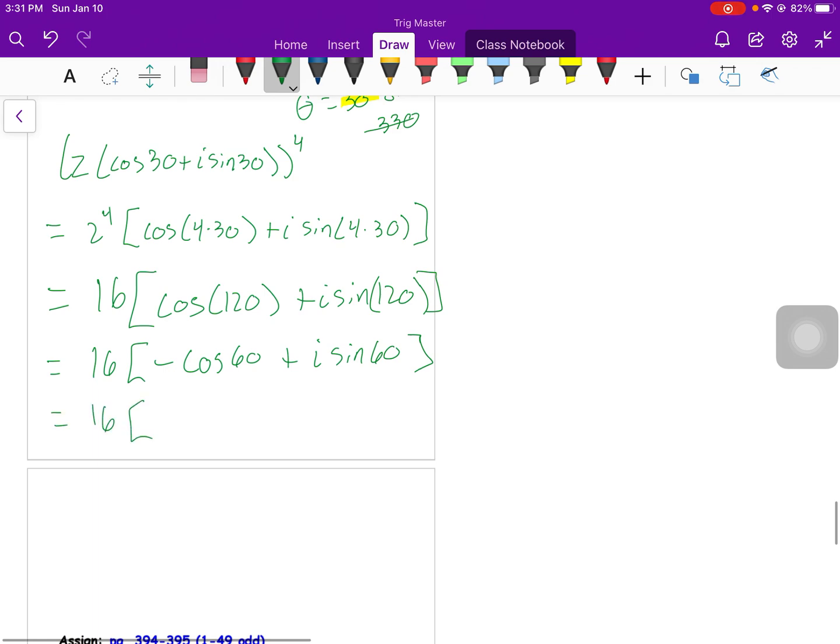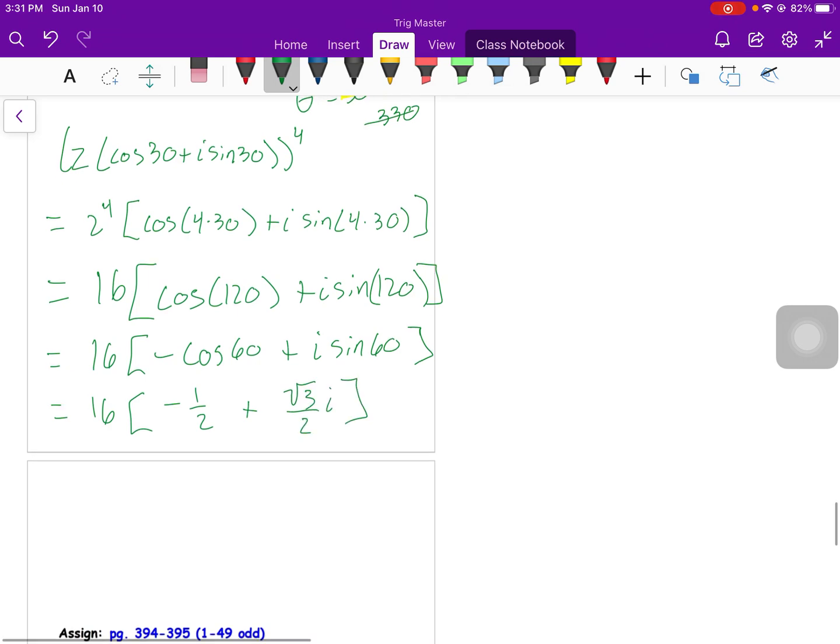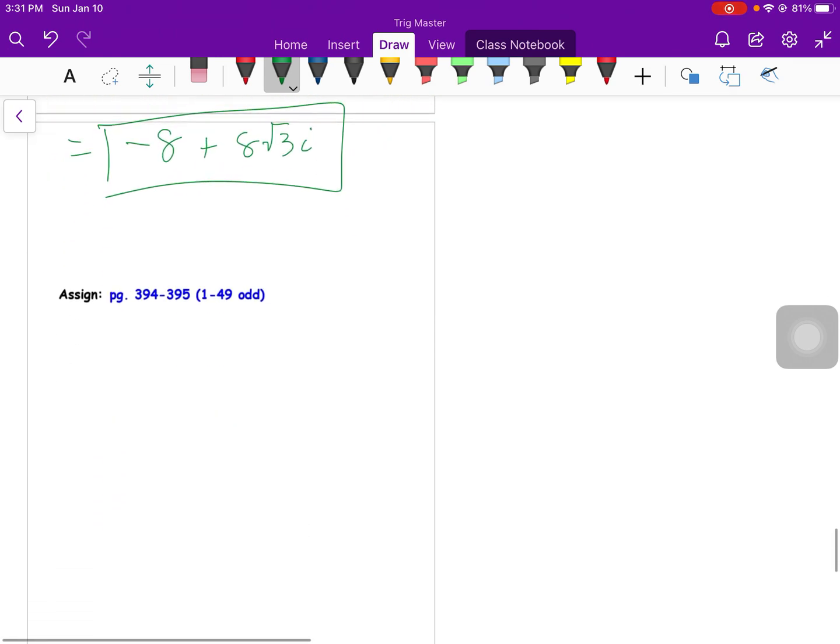So I've got 16 times, well, cosine of 60 degrees is going to be 1/2, so negative of that is negative 1/2. Sine of 60 degrees is going to be square root of 3 over 2, and then times i. So when I multiply that 16 through by distributing, I get negative 8 plus 8 square root of 3 i for my final answer.